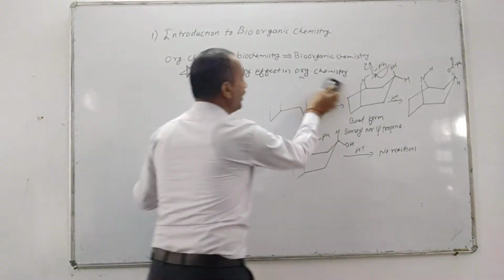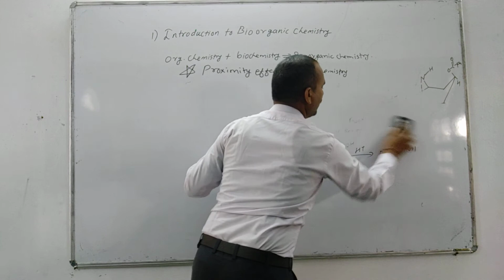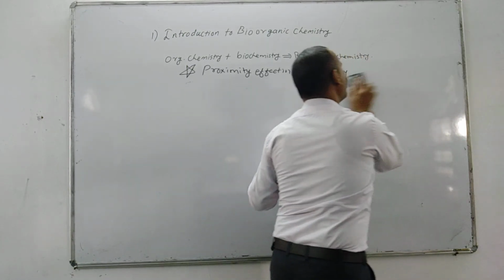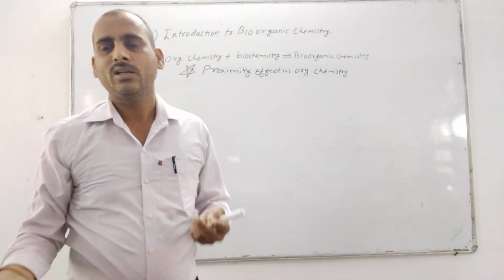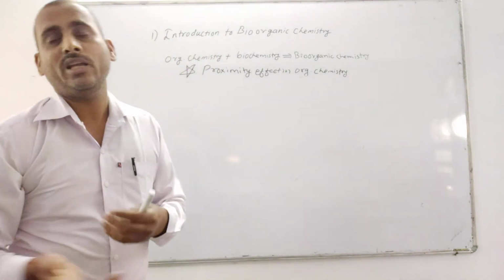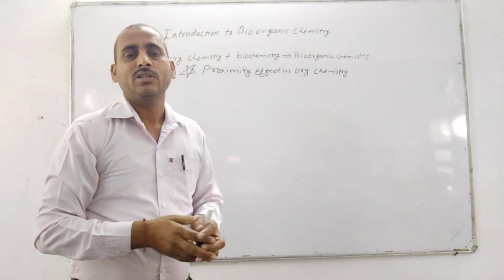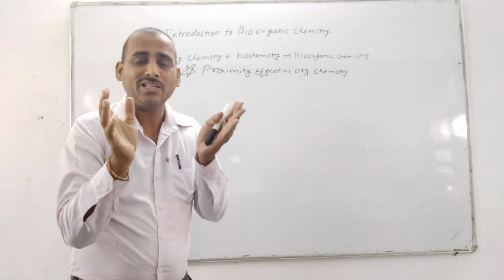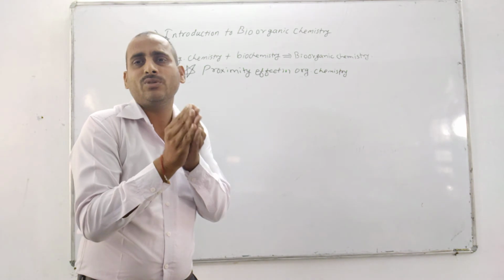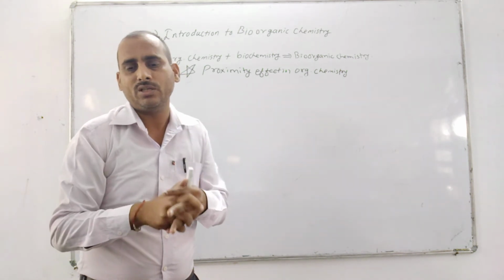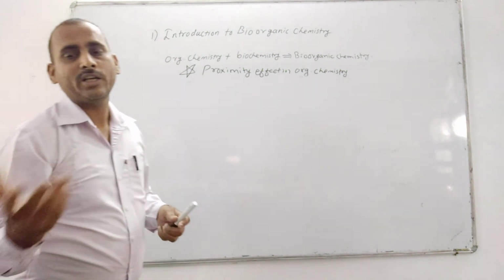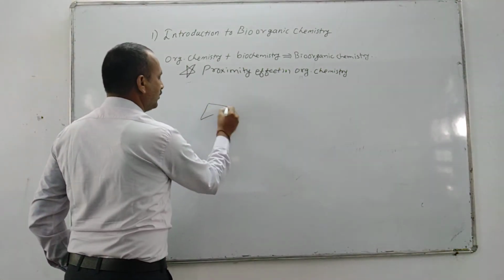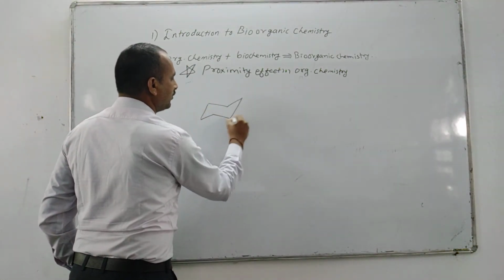Tosylate is converted to acetate. So proximity effect is the anchimeric effect, that is neighboring group participation, and the reacting species must be present in close proximity to each other. For example, the conversion of tosylate to acetate. Let's see here.